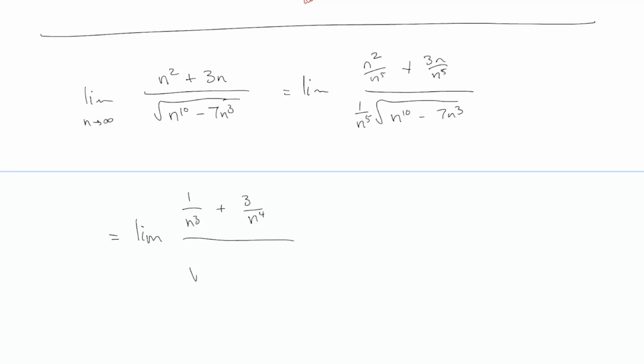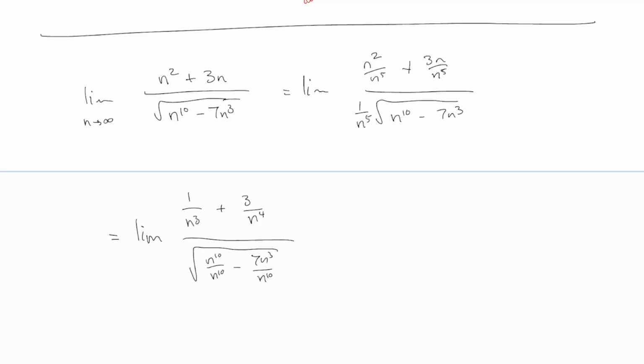So this now looks like square root n to the 10 over n to the 10 minus 7n cubed over n to the 10. This is me distributing this into the square root sign. And it turns into n to the 10s when you do that, because when you push things into a square root sign, they get squared. When you factor them out, they get square rooted.